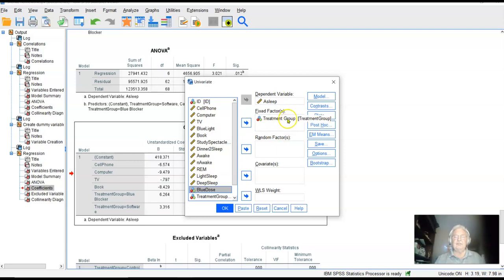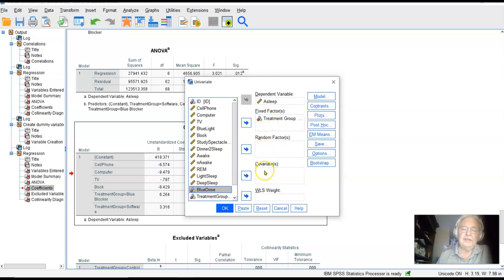Now, we don't need to do the dummy variables, because those statistical packages that do analysis of variance say, okay, in your fixed factors, you have basically categorical data. If you had continuous data, then you would come down and put it here in the covariate. We'll see that in a minute with analysis of covariance. We're going to stick total blue light down there. So here we're just going to do treatment group.